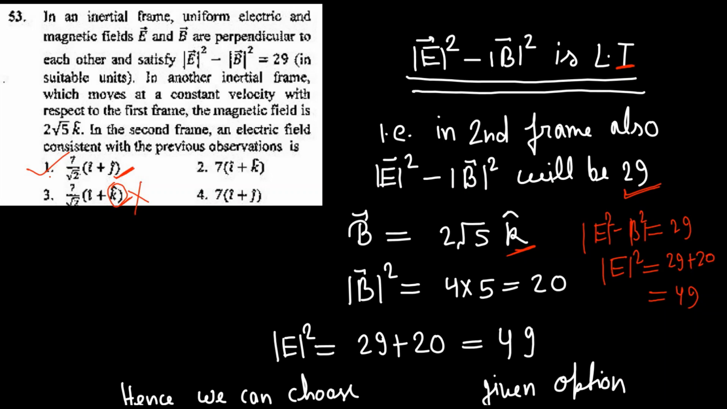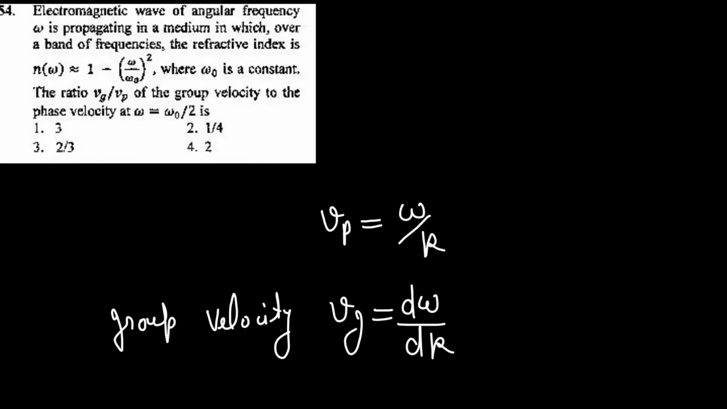Got my point? Now let's move towards the next question. In the next question, a dispersion relation is given to you: n of omega is equal to 1 minus omega by omega naught square. The dispersion relation is the relation between omega and k, so we can convert this n into k. You have to find the ratio of the group velocity and the phase velocity.